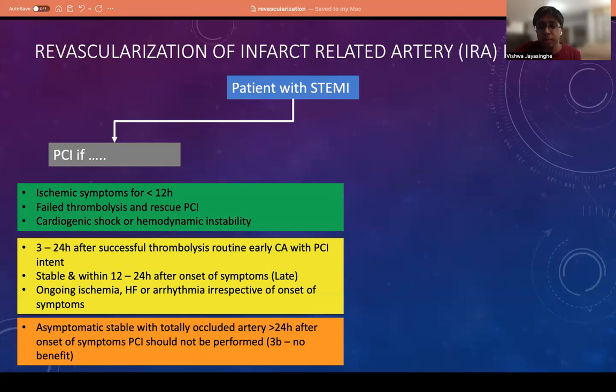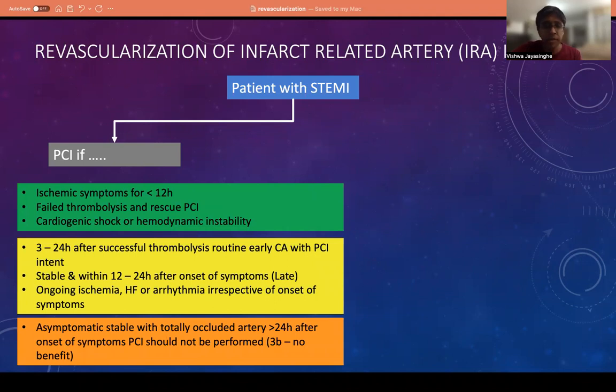So these patients also we should take in for PCI, with the intention of revascularizing, irrespective of the time of onset of the STEMI. And there's another recommendation, class 3B, where PCI is of no benefit. That is for patients who are asymptomatic late presenters, who come after 24 hours of onset of symptoms, and on angiography they have a completely occluded vessel. In that case PCI is of no benefit.